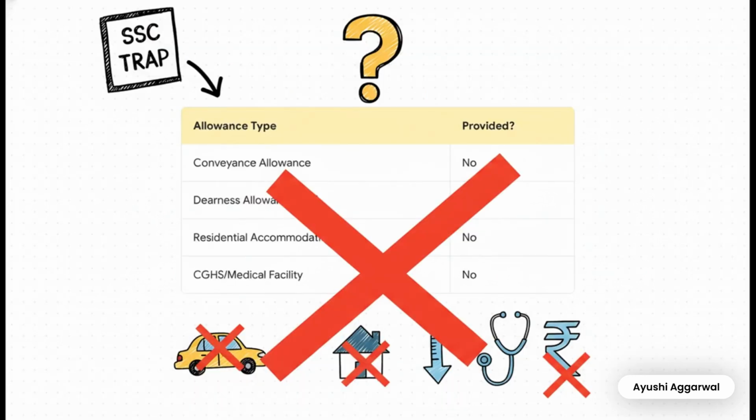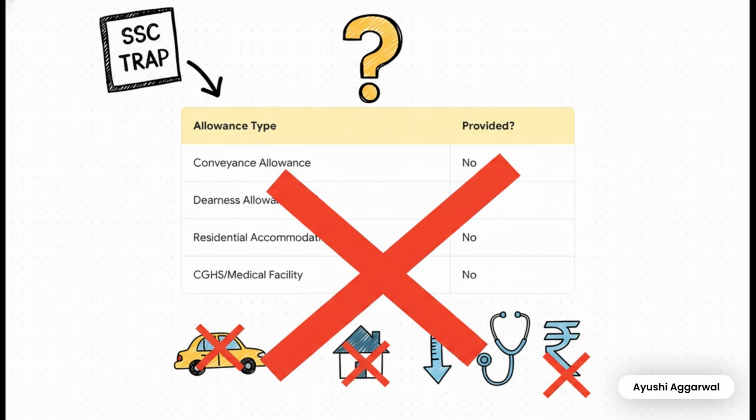And the biggest implication of this post being temporary is laid out in point 13. And listen closely, because yahan SSC trap lagata hai. Because this is a temporary, consolidated pay post, you will not get any extra allowances. No conveyance allowance, no dearness allowance or DA, no residential accommodation, no medical facility, nothing.